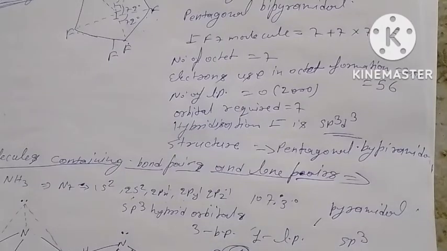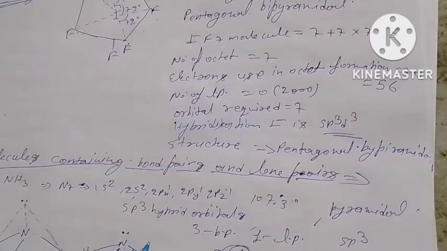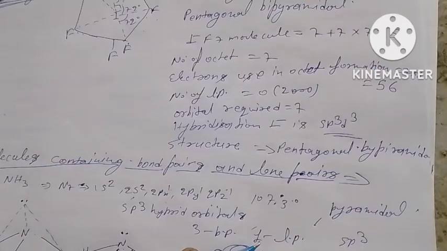So the central atom, nitrogen, has 3 bonding electron pairs, bond pairs, and 1 lone pair. Thus the hybridization is sp3, due to the presence of 4 hybrid orbitals. The structure of the ammonia molecule is tetrahedral, but due to the presence of 1 lone pair of electrons, its shape will be pyramidal.